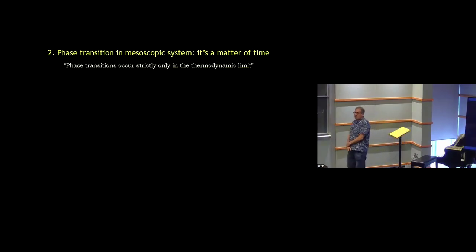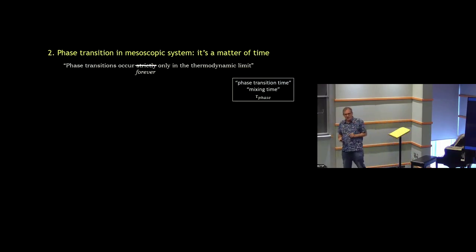The second thing I want to bring up is the following. There are theorists in the room, is that correct? Yeah, great. Okay, so for my theory friends, I hear the following statement often, that phase transitions occur strictly only in the thermodynamic limit. And that is true, but it maybe should be amended to the following statement, that phase transitions occur or persist forever only in the thermodynamic limit.